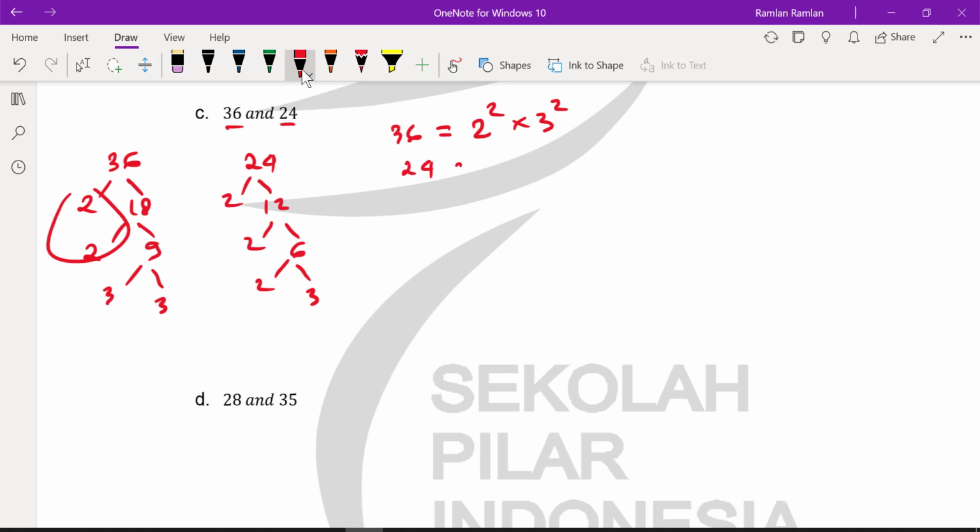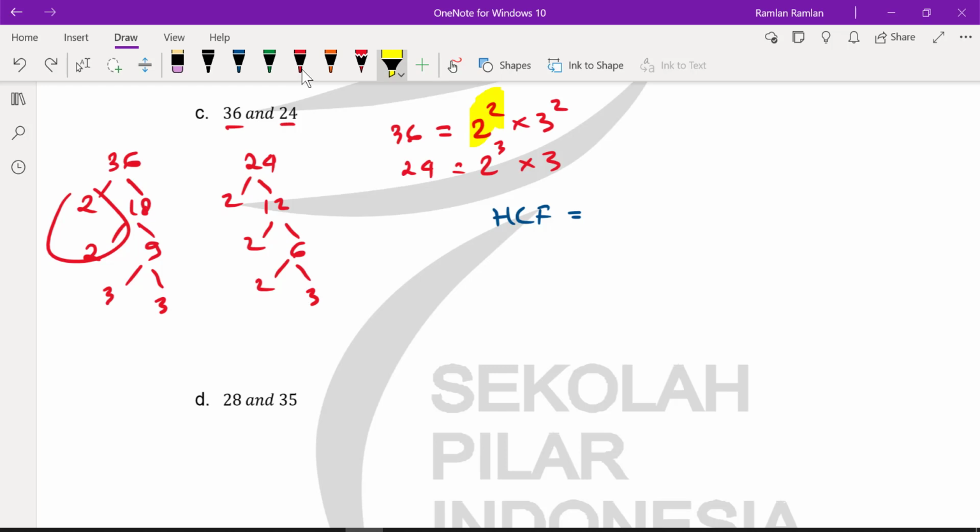24 is 2 times 2 times 2, right? We have 3 of that, so that will be 2 to the power of 3, and then times 3. Okay, now to find the highest common factor, as I said before, guys, you take the same number, the same base, with the lowest power. We have 2 over here. We also have 2 over here. Now take the one that has the lowest power, which is this one, right?